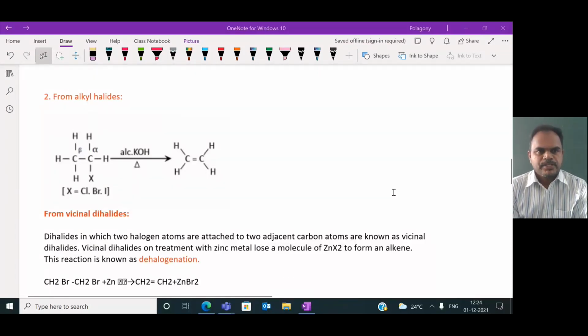The second method of preparation of alkenes is from alkyl halides. Generally, we prepare alkenes from alkyl halides by the process called dehydrohalogenation. Dehydrohalogenation is the process. And in this dehydrohalogenation, if you take an example, you can take chloroethane.